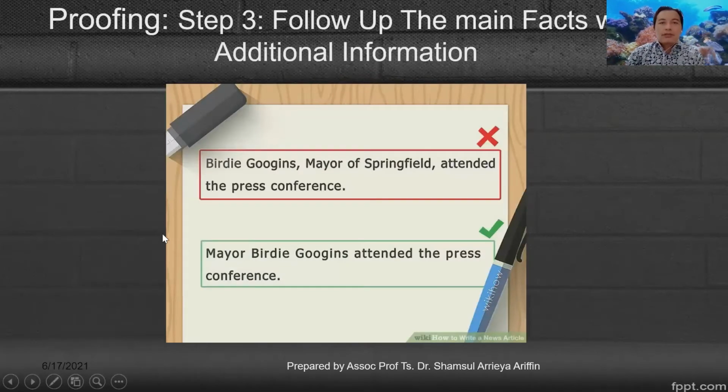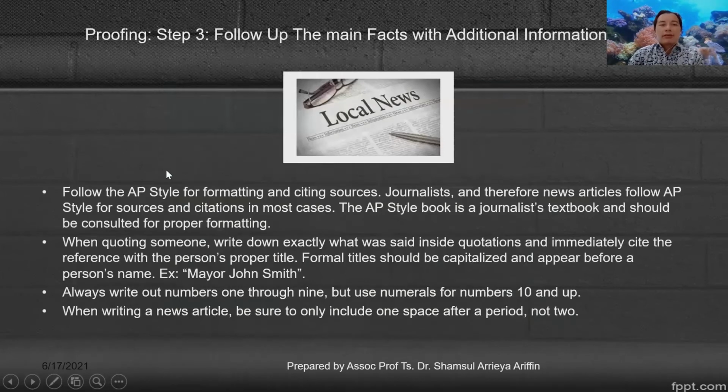And the proofing step 3, follow up the main facts with additional information. So you don't need to repeat the same title again at the next paragraph. If you're repeating the same, because you have already had the main facts. Okay, step 3, follow up the main facts with additional information.